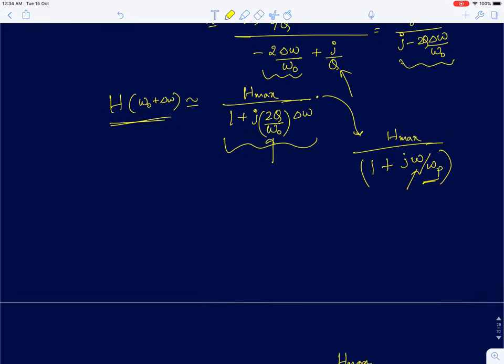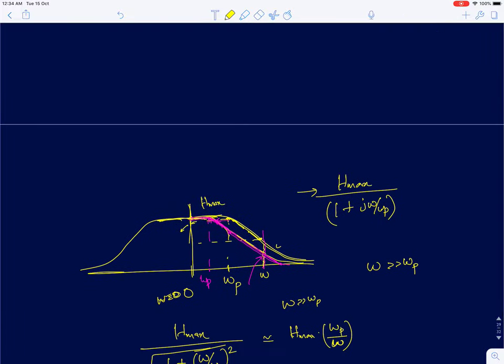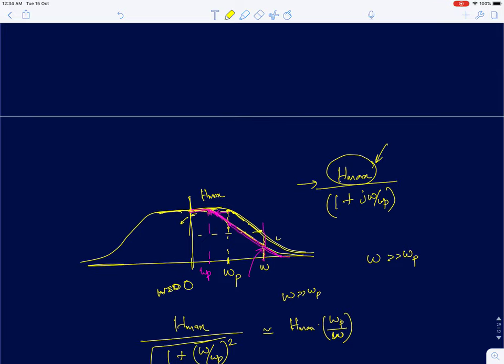Now when we discuss the first order low pass filter, the unique parameters are: one is the DC gain or the maximum gain. The second is the pole. We need to know what is the omega p, the pole, for this low pass filter. These two parameters uniquely determine the first order low pass filter. Now we'll try to understand what a low pass filter does at frequencies far away from omega p.